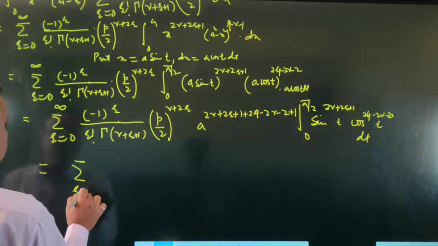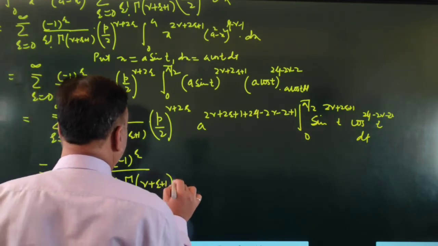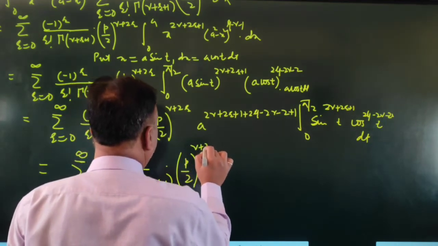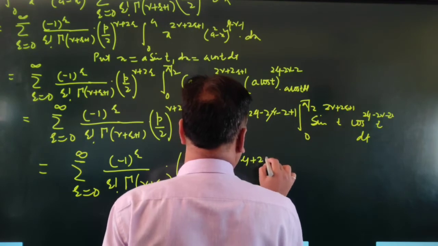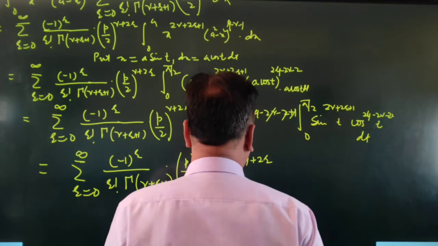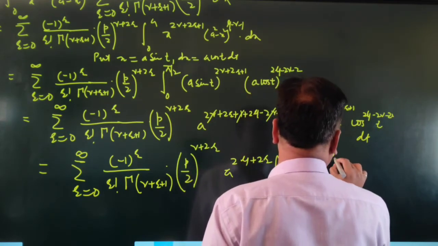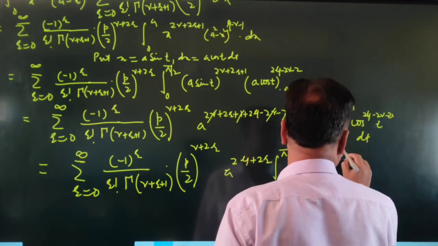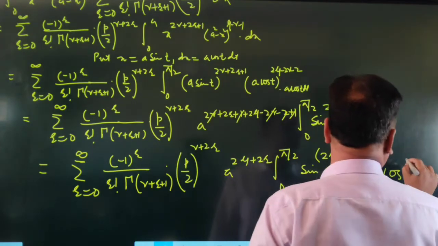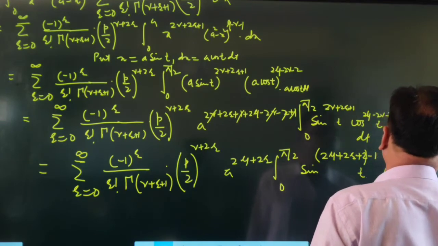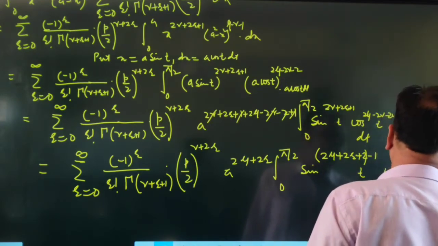Or slightly solving this one, this is equal to summation r equals 0 to infinity, minus 1 raised to r upon factorial r gamma of nu plus r plus 1, p by 2 raised to nu plus 2r, a raised to 2 nu here cancelled, 2 mu plus 2r, 2 is also cancelled, so a raised to 2 mu plus 2r, integral 0 to pi by 2 sin raised to 2 nu plus 2r plus 2 minus 1 t cos raised to 2 mu minus 2 nu minus 2 t dt.